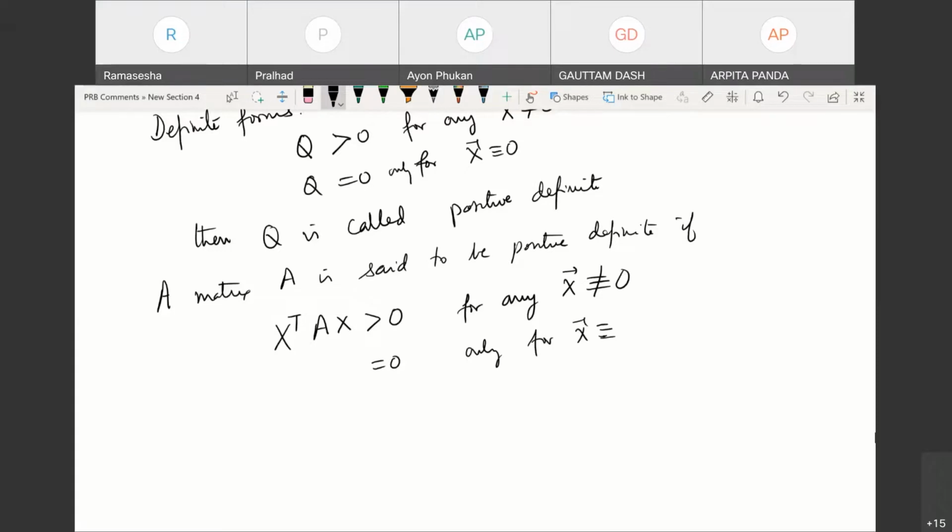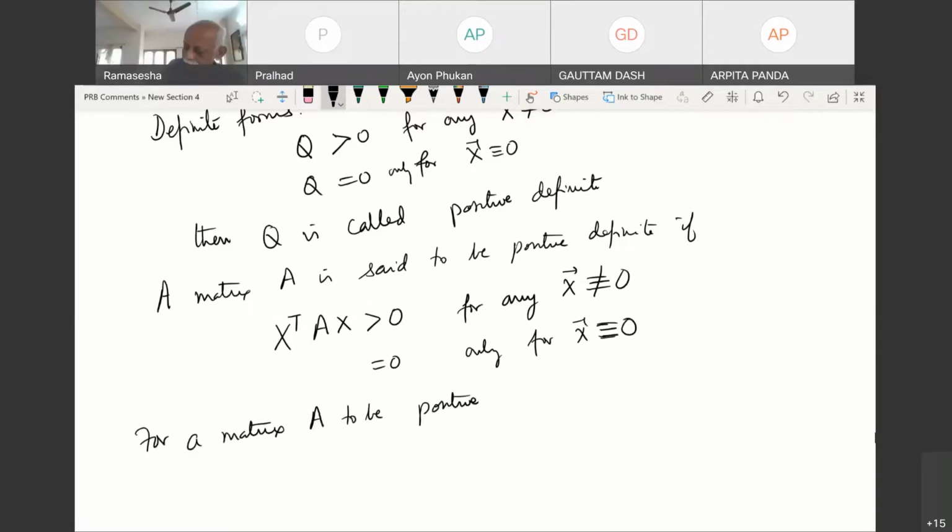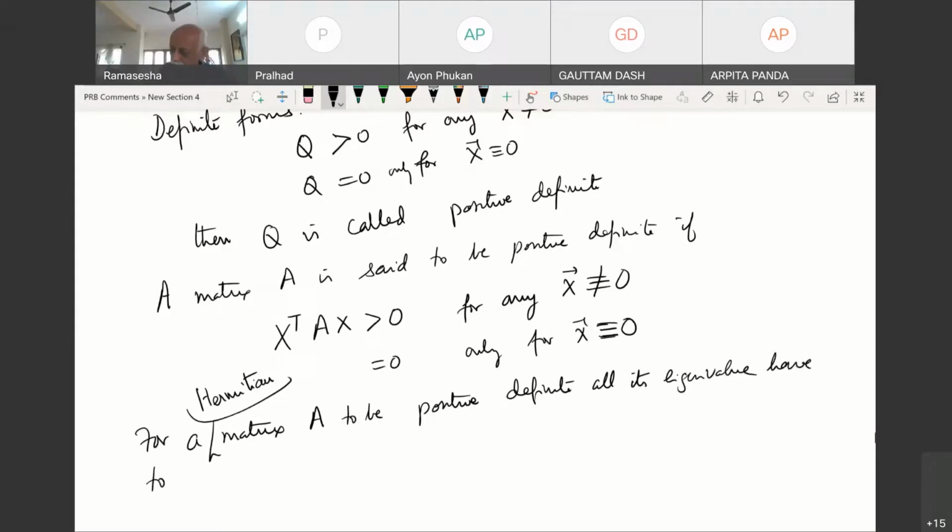For a matrix A to be positive definite, for a Hermitian matrix it is, always, all its eigenvalues have to be greater than 0. All of them should be greater than 0.